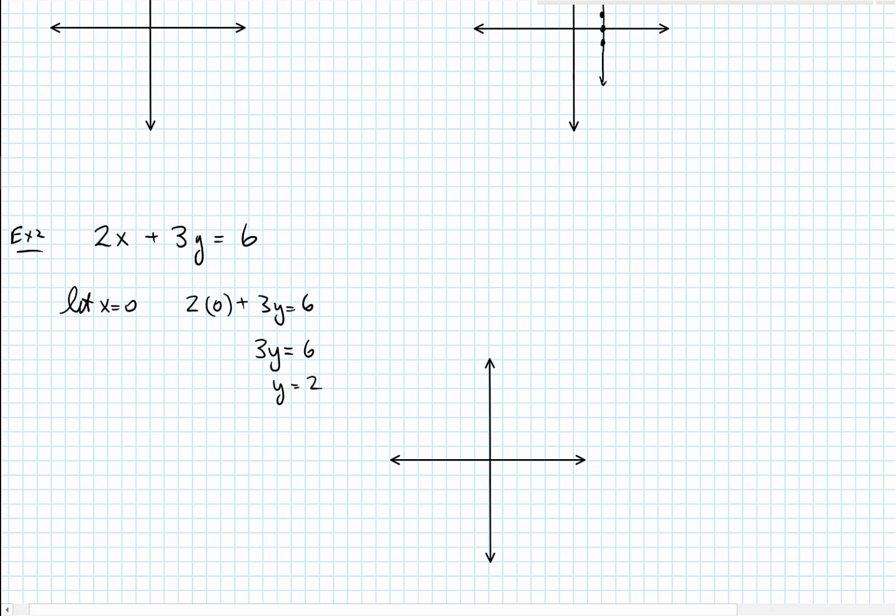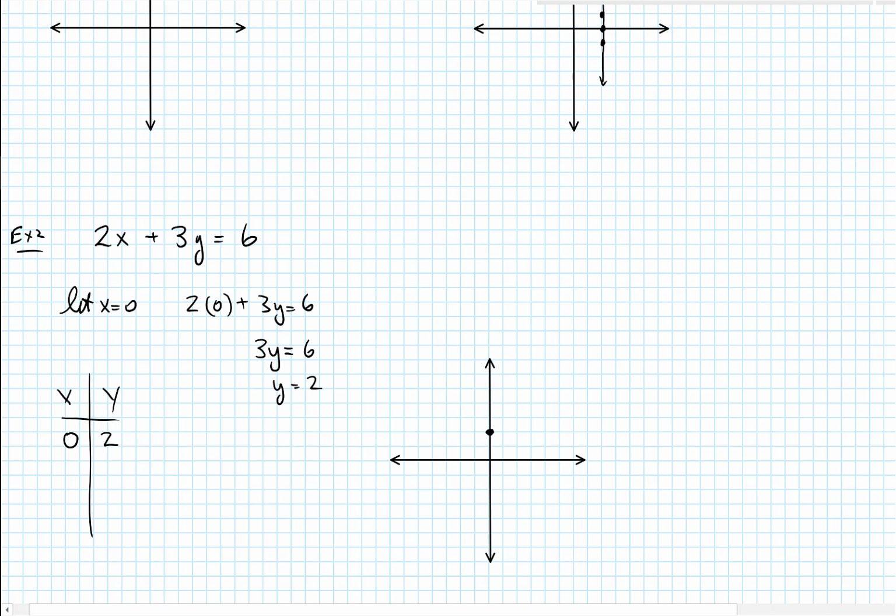So what we've done here is we've come up with our first point. So we can make a little t-table, and we can say, well, when x is equal to 0, y is equal to 2. And we've got our first point on our graph as well. So (0, 2) is 2 units above the origin, and that's it right there, (0, 2).